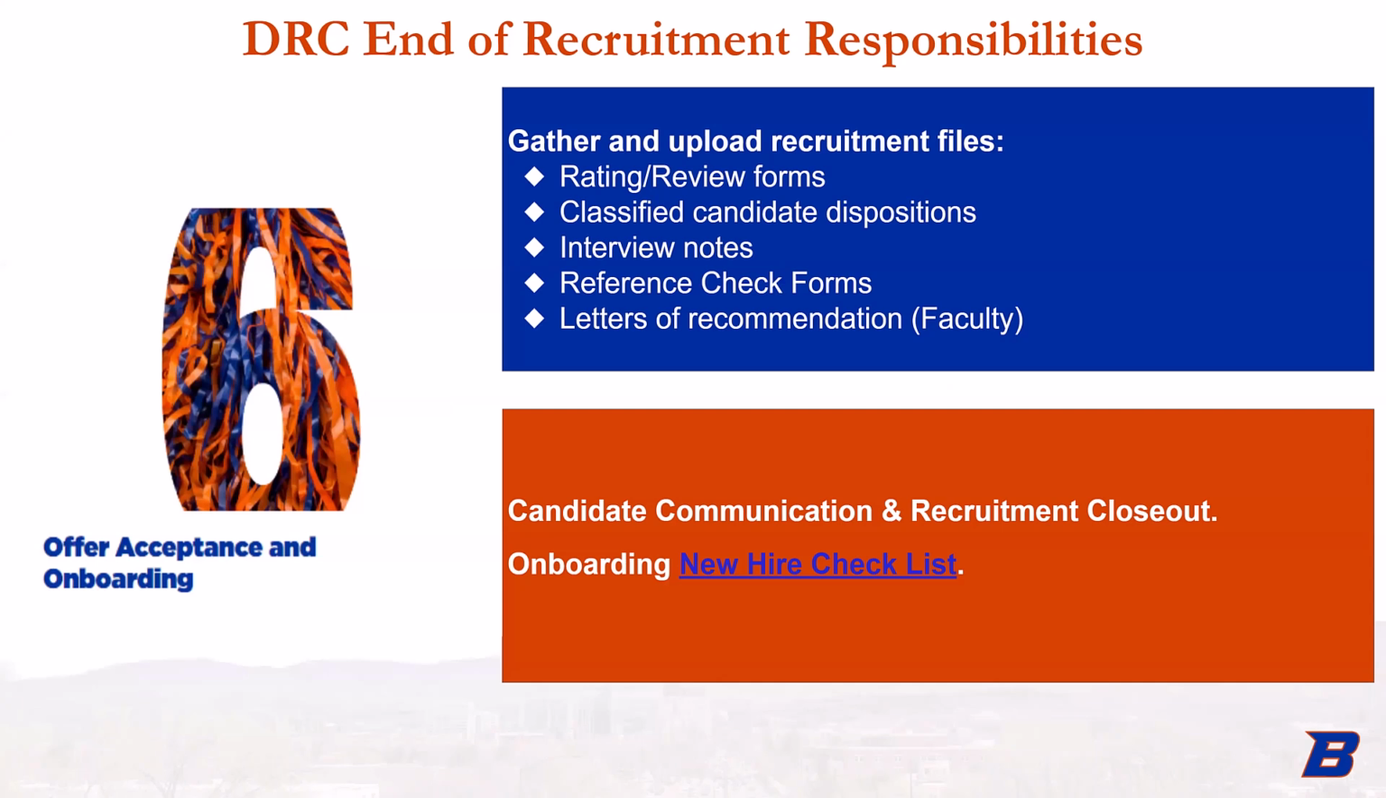You can gather and upload your recruitment documents. That includes any rating or rubrics forms that you used, classified candidate dispositions, interview notes, reference checks forms, or letters of recommendation. Then you will also want to send out communication to any candidate that's in the pool that was not selected for an interview or interviewed and not selected. I'll touch on that a bit more in a few slides. You can also take a look at our onboarding new hire checklist to prepare for your new hire to start at Boise State.